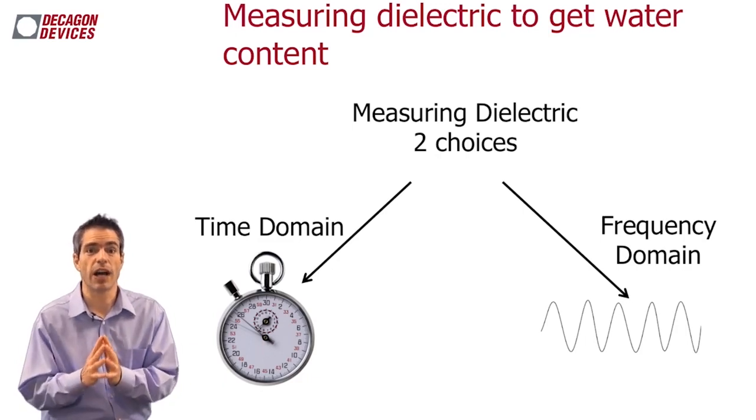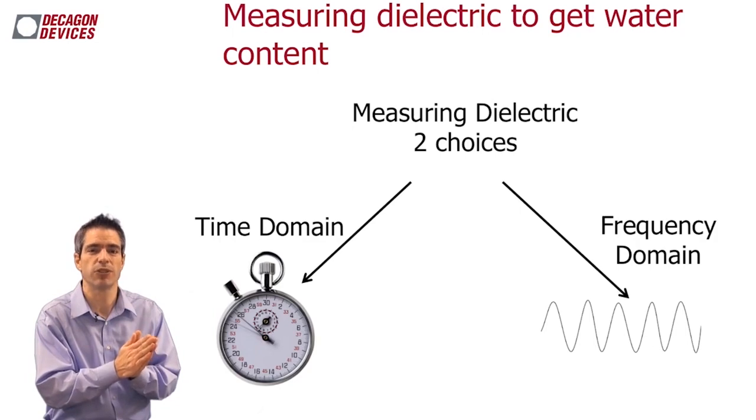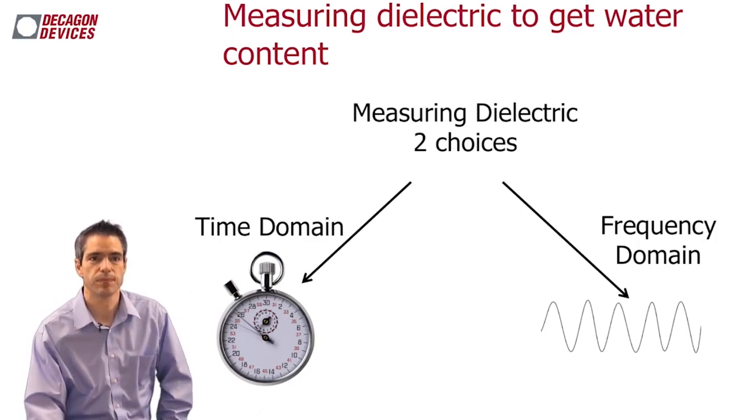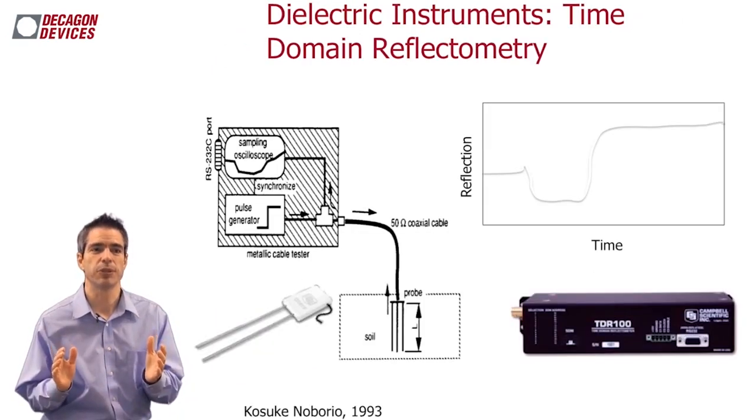But we're going to get in and talk about some of these sensors. First, the time domain reflectometry sensors, and second, frequency domain. So first of all, time domain reflectometry.